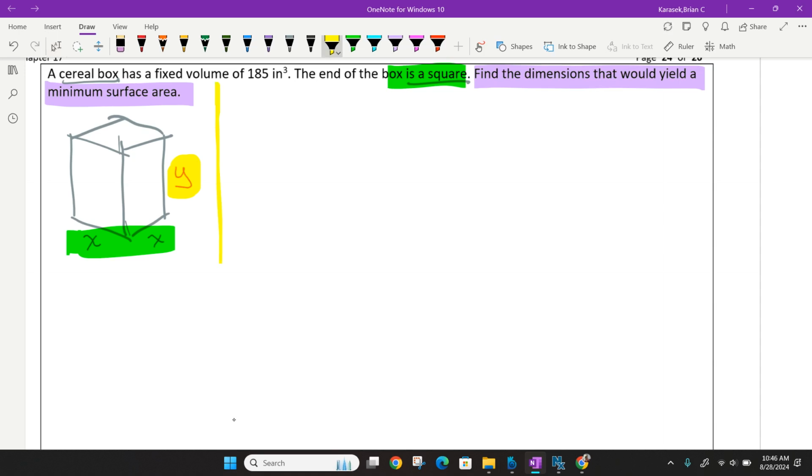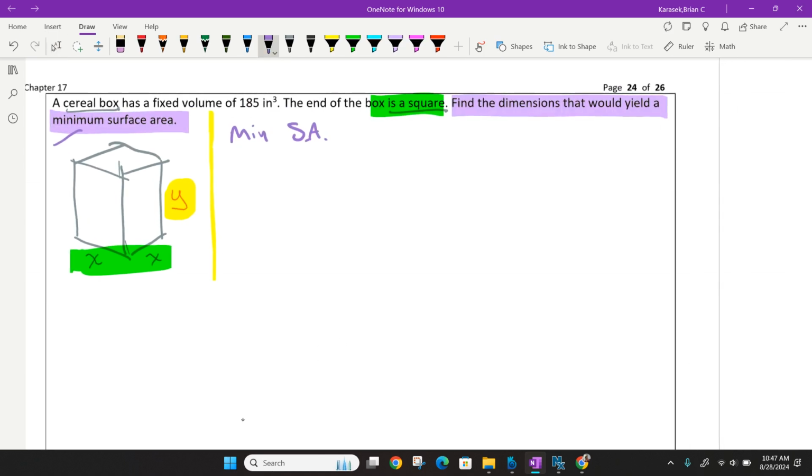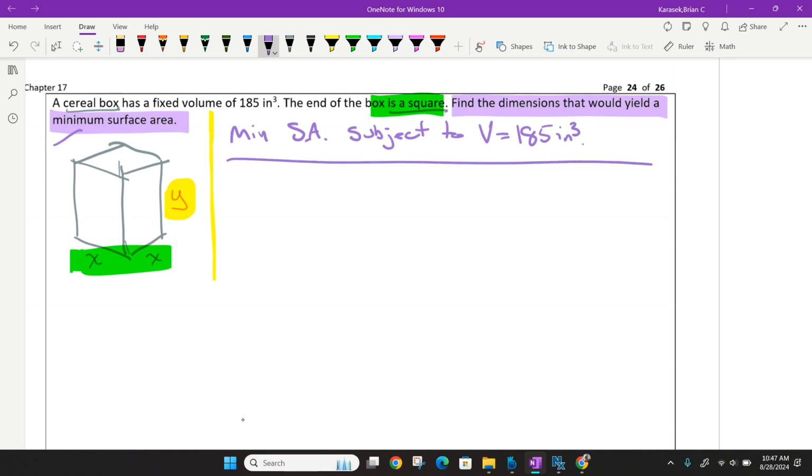Okay. Now, my job is to find the dimensions that minimize surface area. So I need to minimize surface area subject to, because I do have a constraint here, the volume has to be 185 inches cubed. Okay? So now I need to build some math so I can do that. Since my job is to minimize surface area, I need to build a surface area function. That is, my little f of x, y has to be the surface area function.